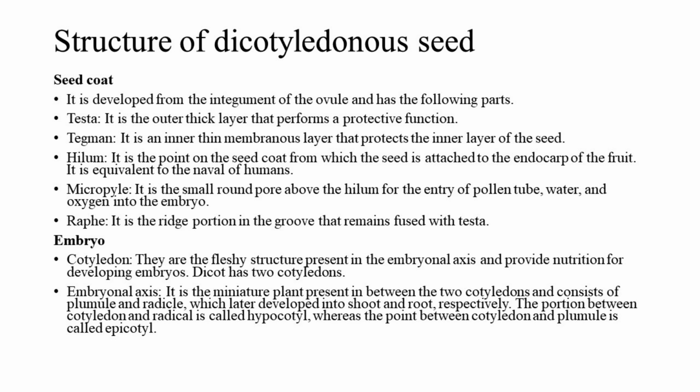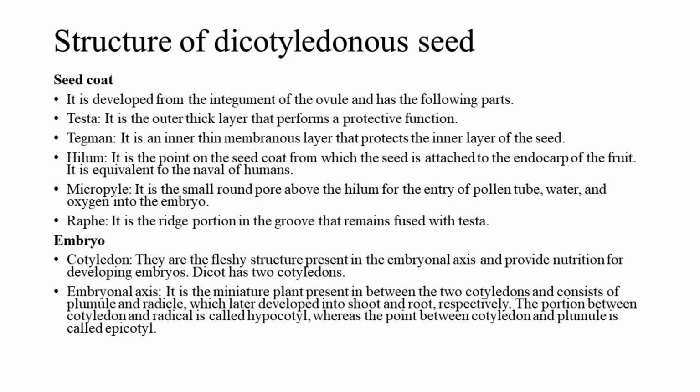Micropyle. It is the small round pore above the hilum for the entry of pollen tube, water, and oxygen into the embryo. Raphe. It is the ridge portion in the groove that remains fused with testa. Embryo. Cotyledon. They are the fleshy structure present in the embryonal axis and provide nutrition for developing embryos. Dicot has two cotyledons.